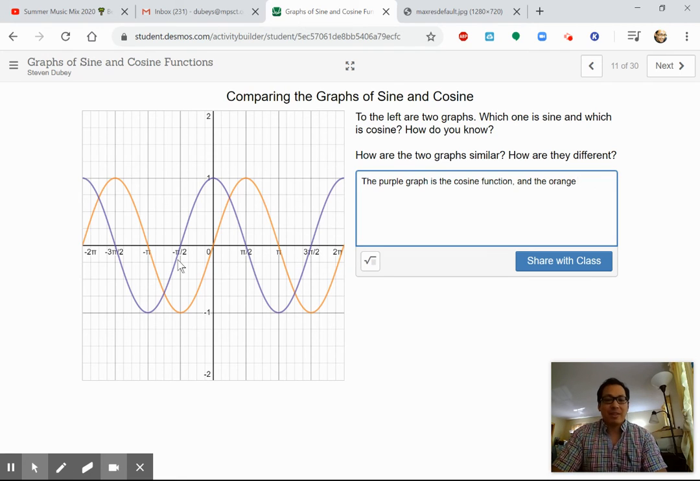Okay, so the purple graph is the cosine function. The orange graph is the sine function. How do I know that? Because remember, the cosine importantly starts at 1, and the sine function starts at 0. It's when it begins its cycle.